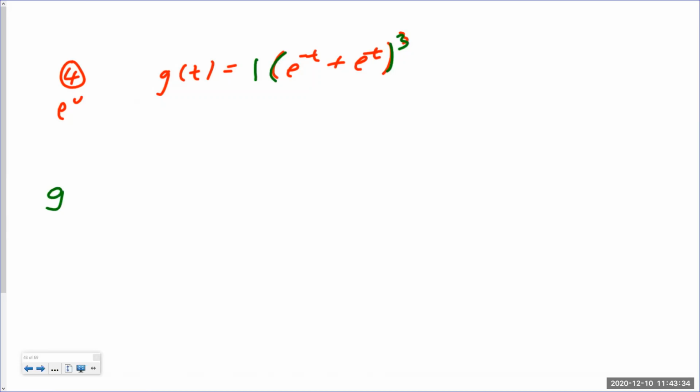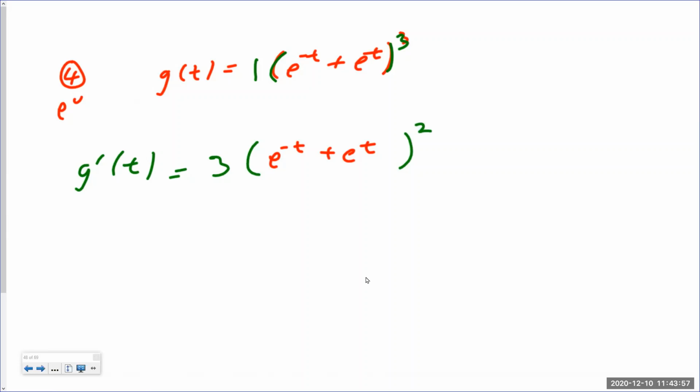So here we go. It's going to be 3 times 1 is 3. Okay, now it can be chain rule because this is a number. If this had a t in it, it would not be chain rule. It would be product rule. Okay, so it's 3 times 1. Leave the inside alone. So that's e to the negative t plus e to the t. Okay, 3. Leave the inside alone, take the power down by 1, okay, then multiply by the derivative of the inside, okay?